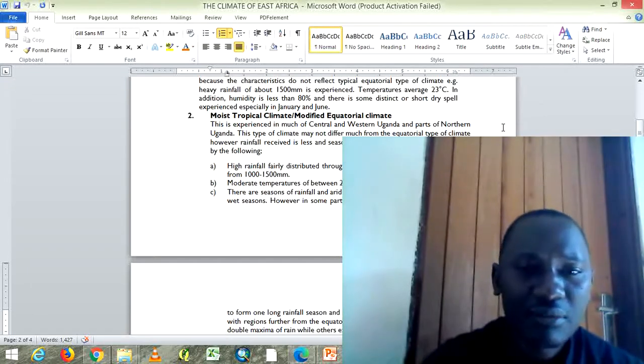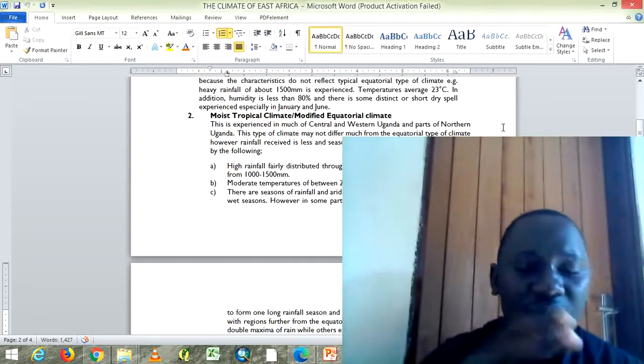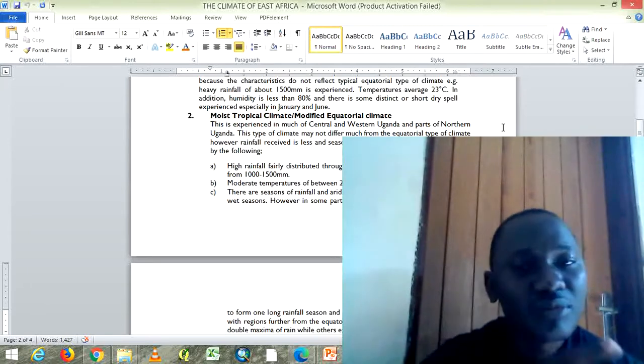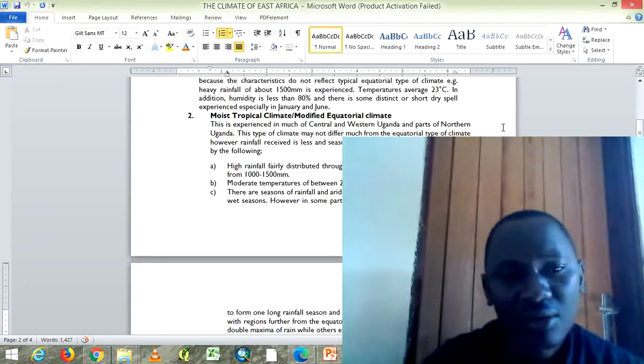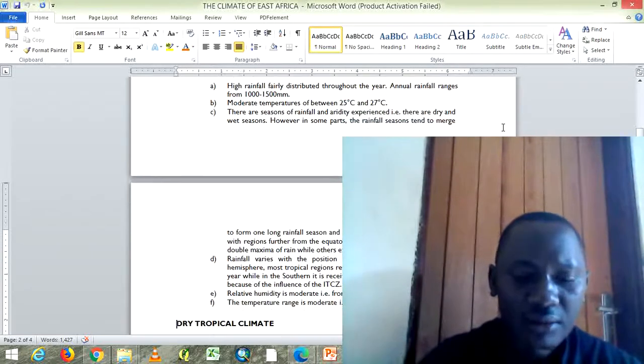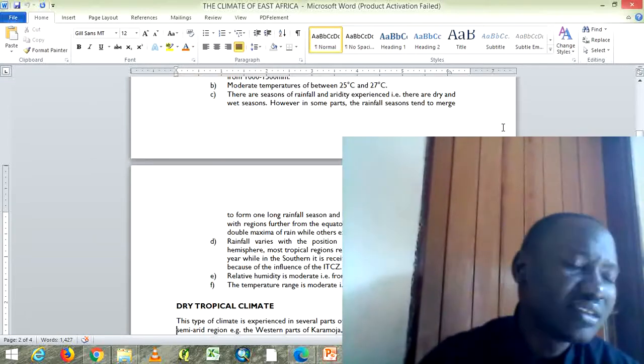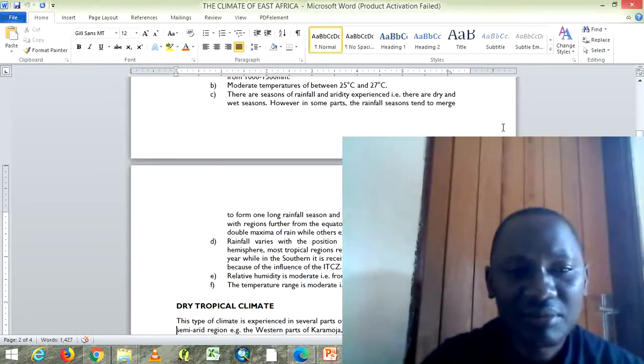The temperatures are moderately high, 25 to 27 degrees. There are seasons of rainfall and aridity. In other words, sometimes there are seasons of heavy rainfall, but there are also seasons of dry weather. However, in certain regions, the rainfall seasons tend to merge to form one long rain season and one long dry season. So, in other words, sometimes this merges into some sort of a savanna climate.